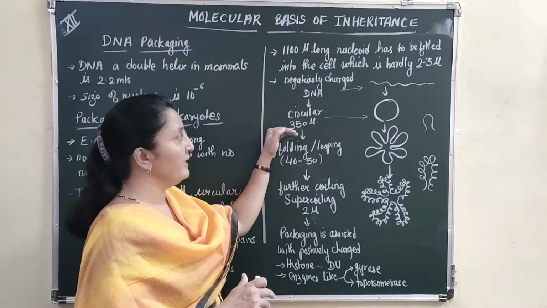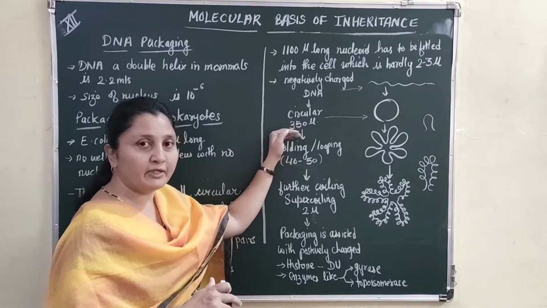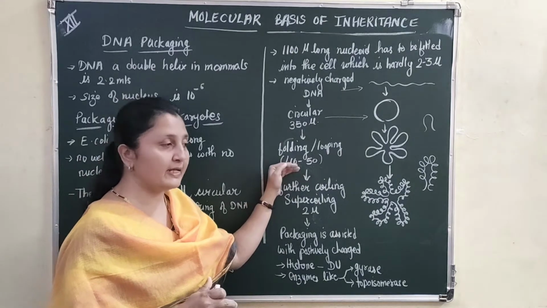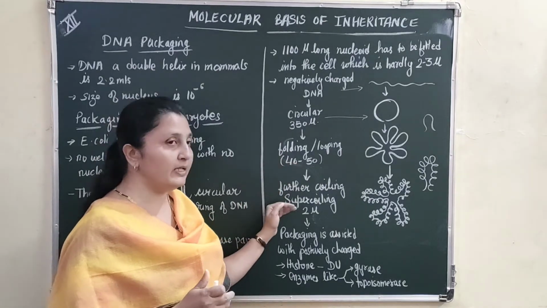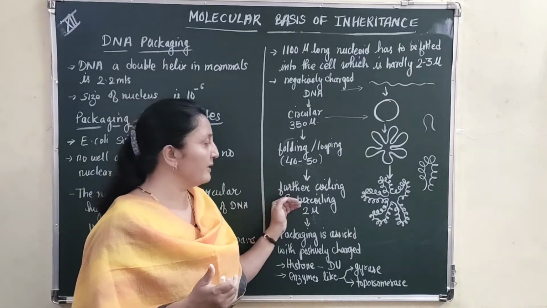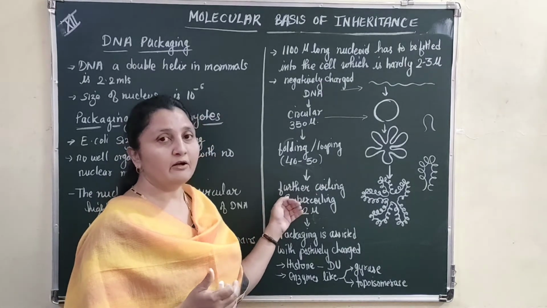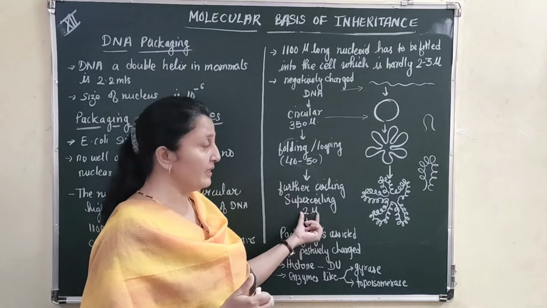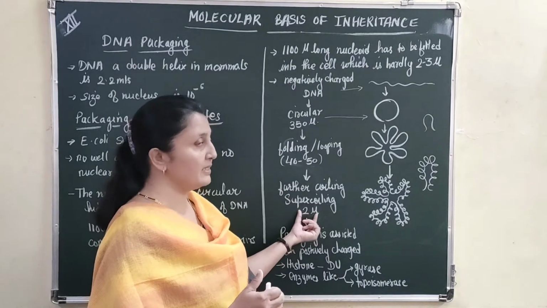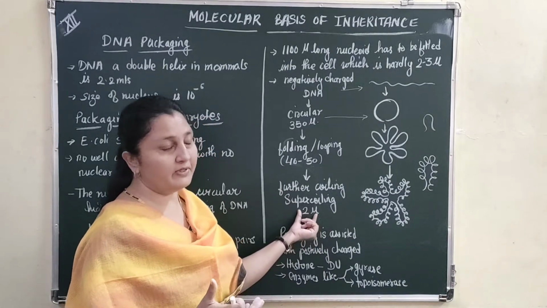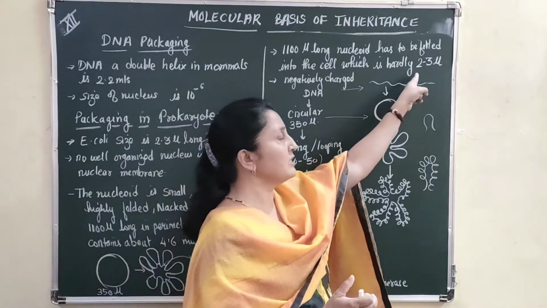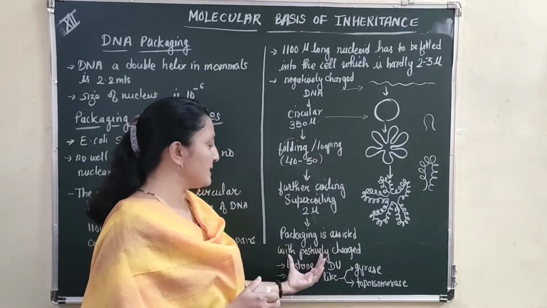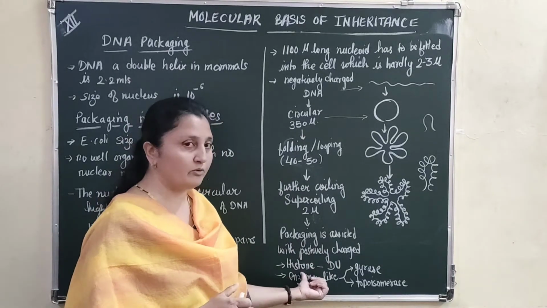So the circling reduced the size to 350 micrometers. Further looping and folding reduced the size, and coiling and supercoiling further reduced the size to just 2 microns. Correct? Now this 2 micrometers size of DNA can fit into this particular cell. Correct? So packaging is assisted with positively charged histone molecules.